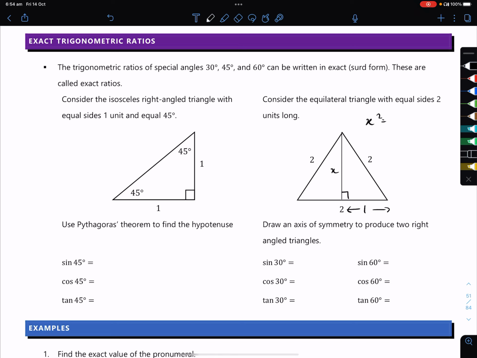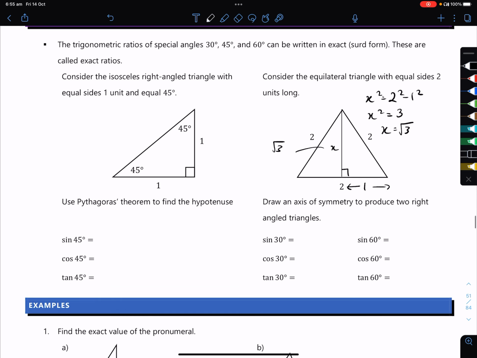So x squared equals 2 squared minus 1 squared, which is basically 3. So x equals root 3. Okay, so I'm just going to write root 3 there. Okay, so actually I'll write it here.